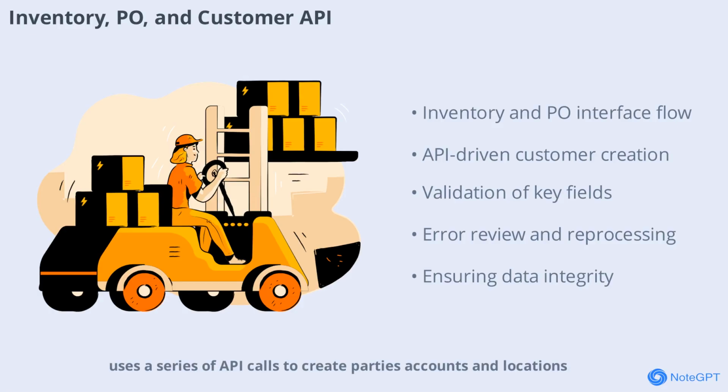Customer API interface is a bit different. It uses a series of API calls to create parties, accounts, and locations, with validations ensuring no duplicates and that all required relationships are established.